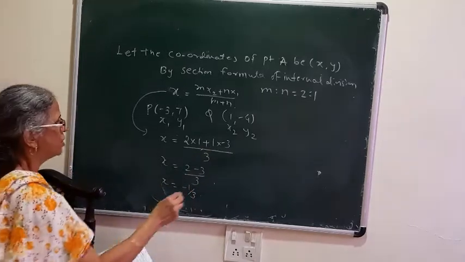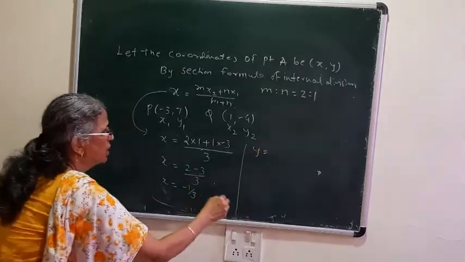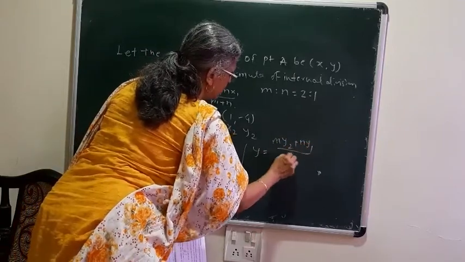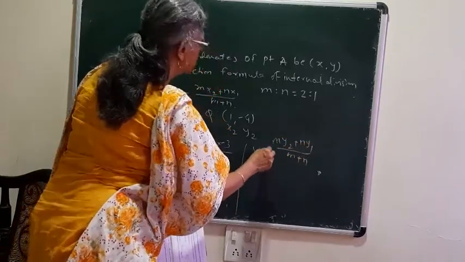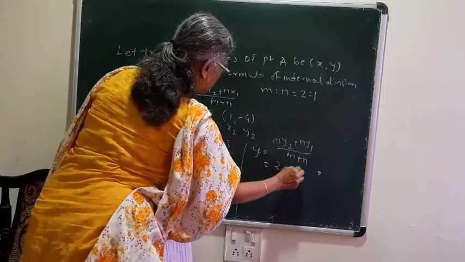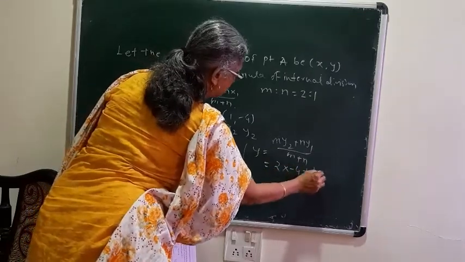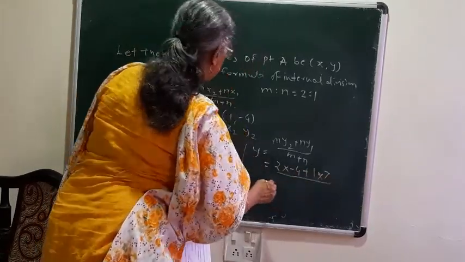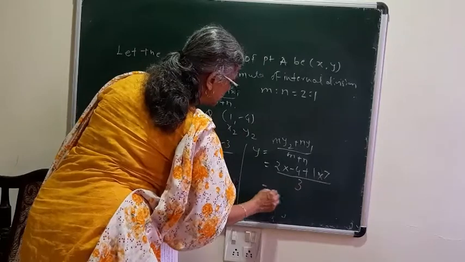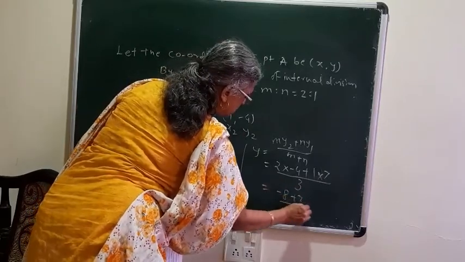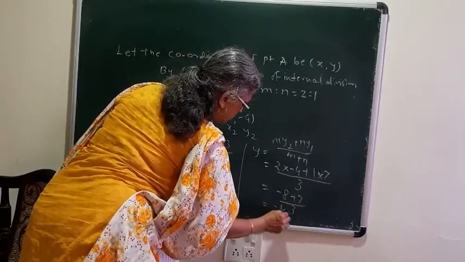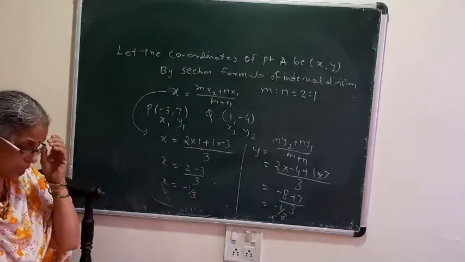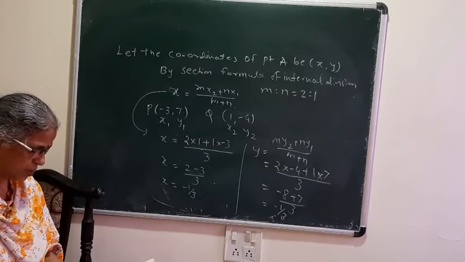Then for the y coordinate, again we are going to write the formula y equal to (my2 plus ny1) upon (m plus n). So m is 2, y2 is minus 4, plus n is 1, y1 is 7, upon m plus n is 2 plus 1, that is 3. So (minus 8 plus 7) upon 3, so minus 1 upon 3. So coordinates x and y of point A are minus 1 upon 3, minus 1 upon 3.